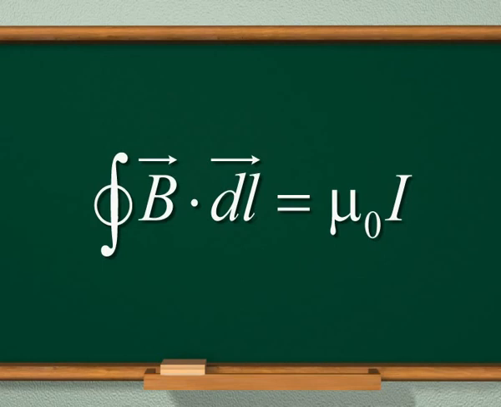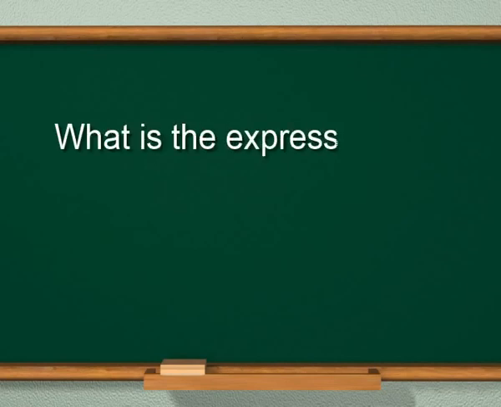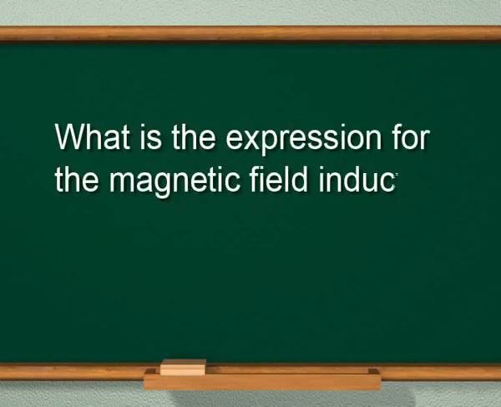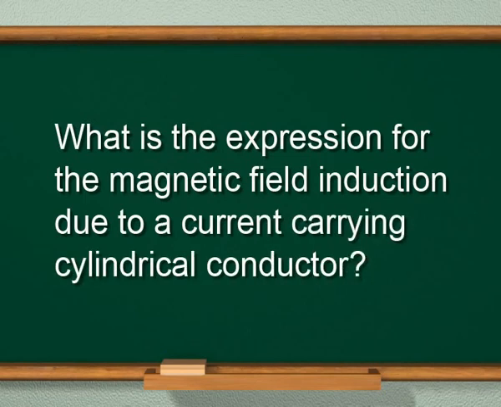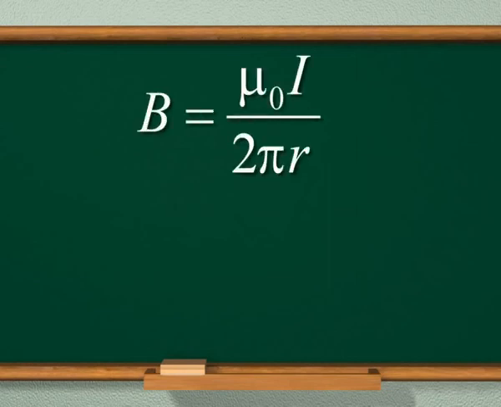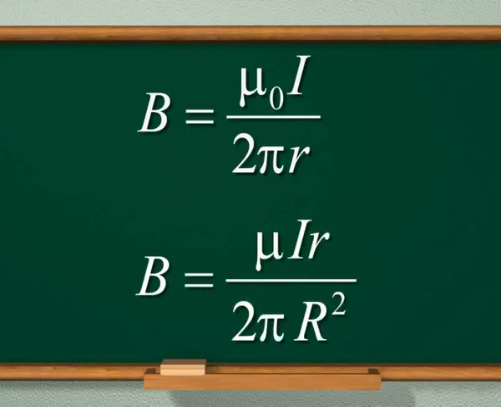The next question is, what is the expression for the magnetic field induction due to a current carrying cylindrical conductor? The answer is, magnetic field B outside the cylinder is equal to mu naught I upon 2 pi R. On the other hand, inside the cylinder, it is equal to mu naught I R upon 2 pi capital R square.